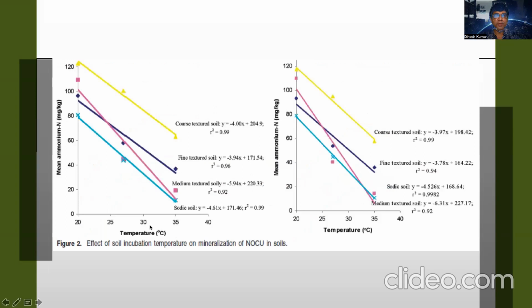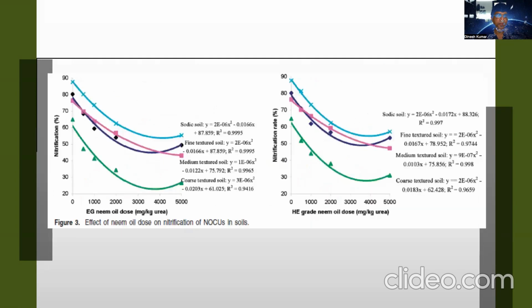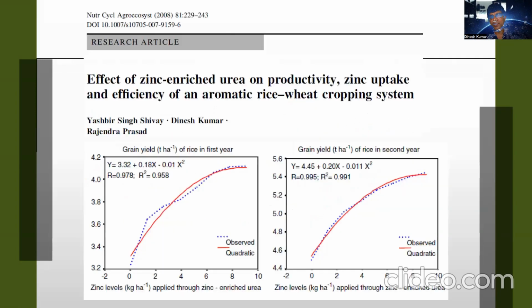Similarly, some variables may have a negative correlation, negative relationship. Like temperature, this is temperature and this is mean ammoniacal nitrogen. As you increase the temperature, ammoniacal nitrogen is decreasing. Similarly, several variables can be compared. This is the first time we used this correlation and regression analysis in our research papers.